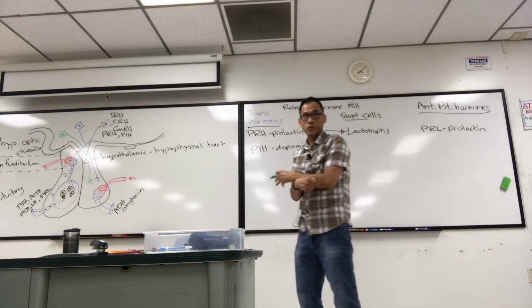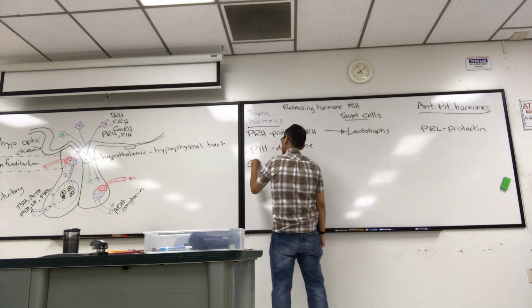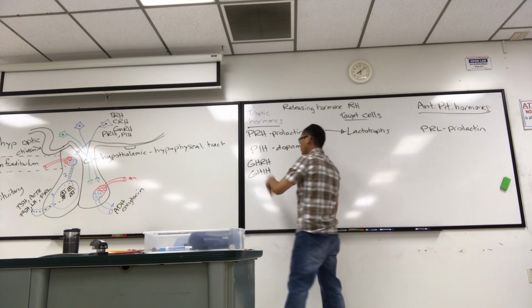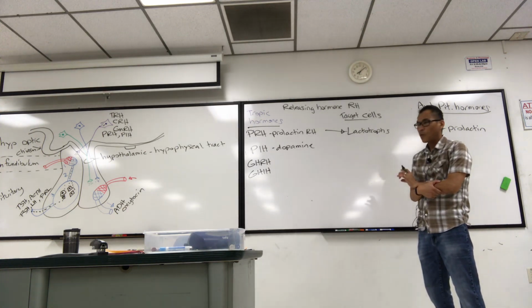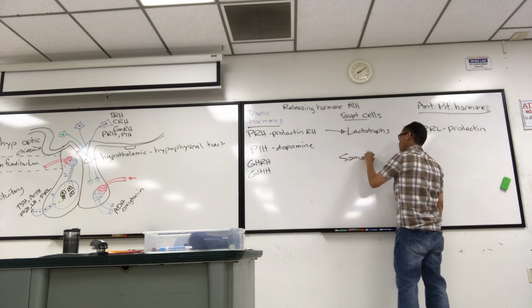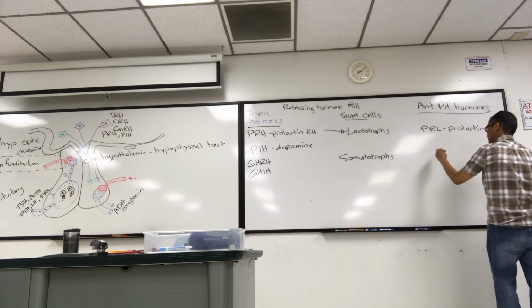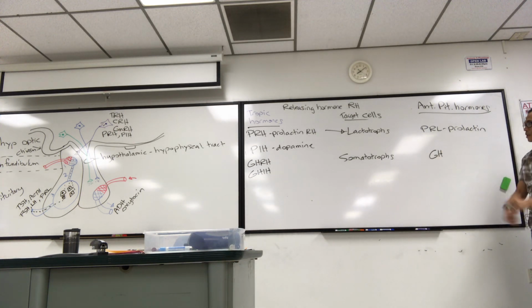There's one more set that controls the release of growth hormone: GHRH and GHIH. At this point, I'll stop writing them out. It's easy to remember that the GH is growth hormone. Those will target cells called somatotrophs that will release GH, growth hormone. Growth hormone is the largest secretion from the anterior pituitary.